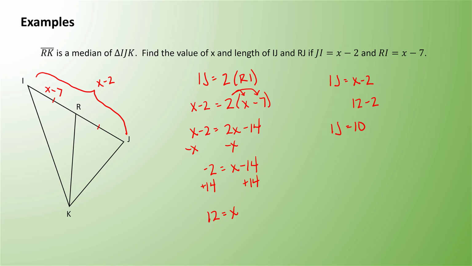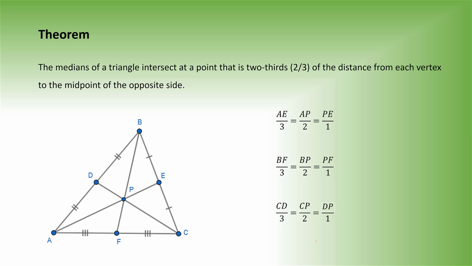All right, so that's a really great review of midpoints and how those relate to medians. Triangles and medians have other properties as well. So the median of a triangle intersects at a point that is 2/3 the distance from each vertex to the midpoint of the opposite side. In other words, this centroid P is 2/3 the distance. So BP would be 2/3 and PF would be 1/3.